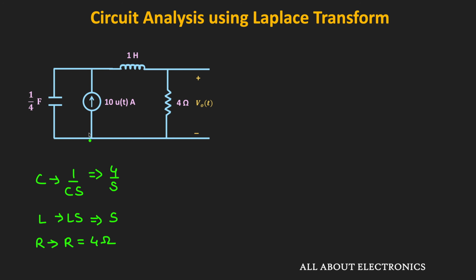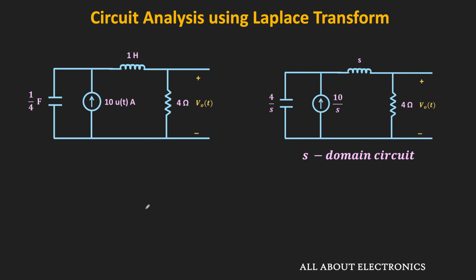And now, if we see this current source, then that is equal to 10 times u of t. That is a step function with the amplitude of 10 ampere. So if we take its Laplace transform, then that is equal to 10 divided by S. So in this way, we got the equivalent S domain representation for each circuit element. So we can say that this is the equivalent S domain circuit for the given circuit.